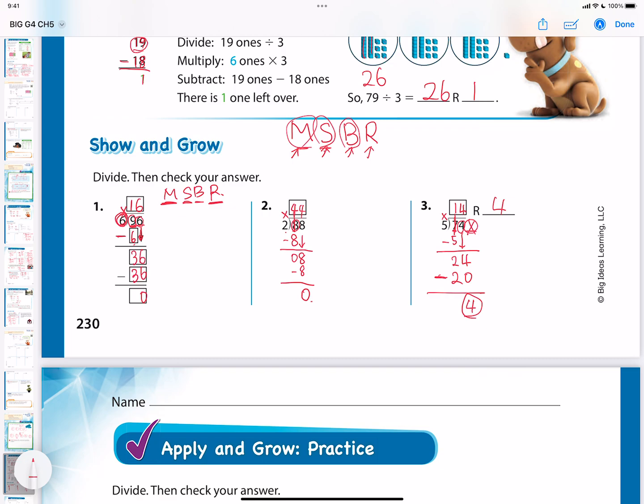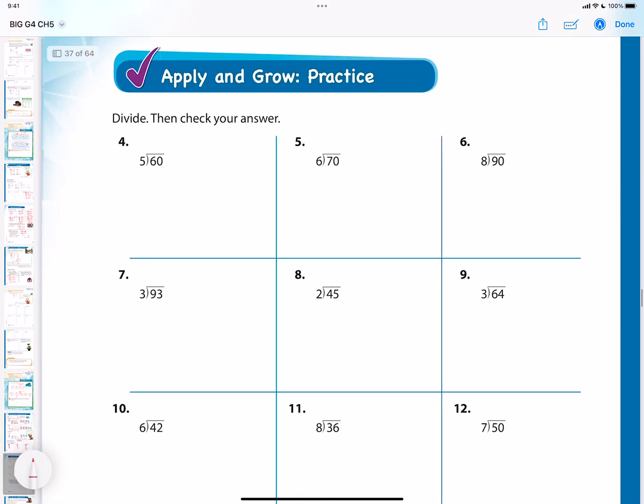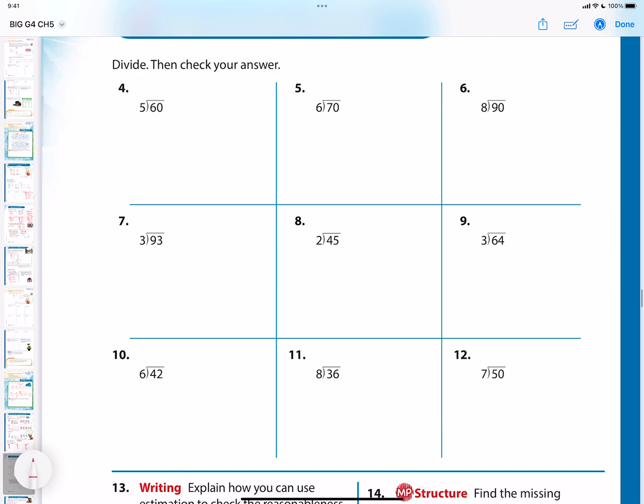Please remember this process and steps. MSBR: multiply, subtract, bring it down, repeat. Okay, that's it. Just repeat and repeat it over and over again. Now divide, then check your answer.